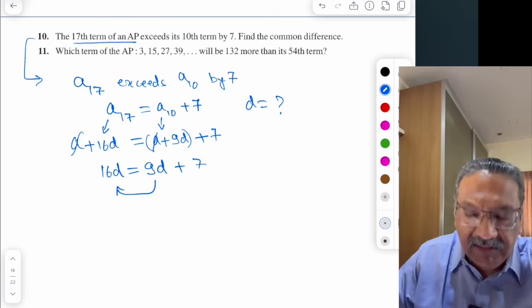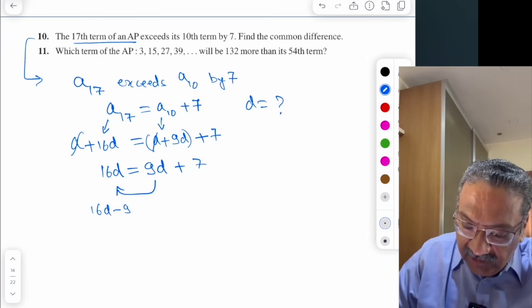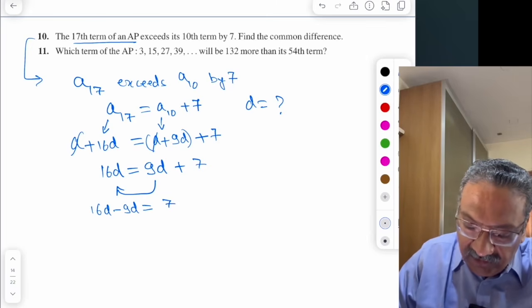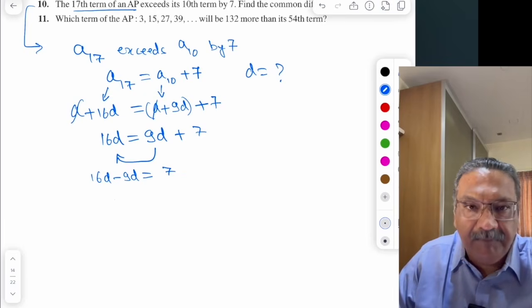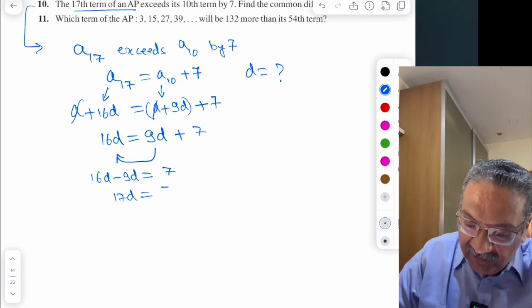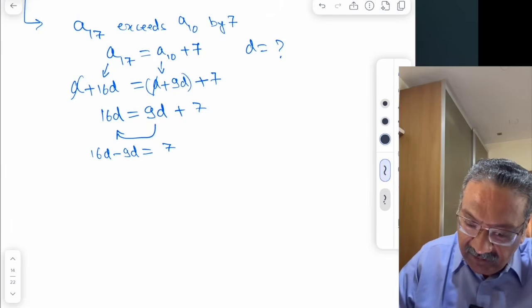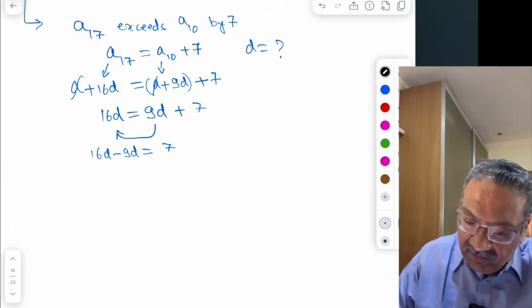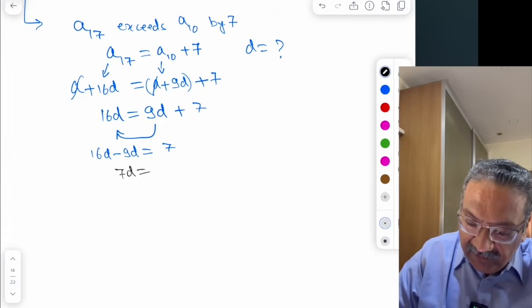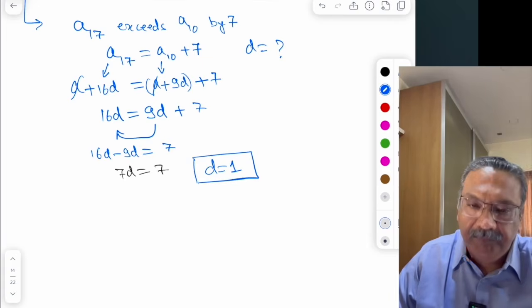9D coming to this side becomes minus. So 16D minus 9D is equal to 7. Sorry, 16 minus 9 is 7. 7D is 7. So D is equal to 1. Common difference is 1. Okay.